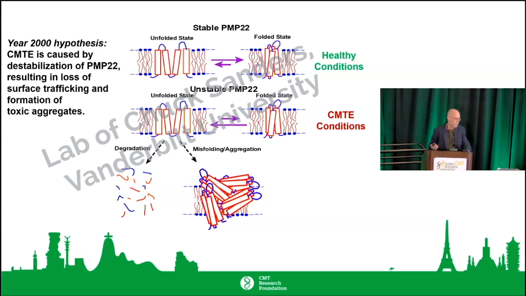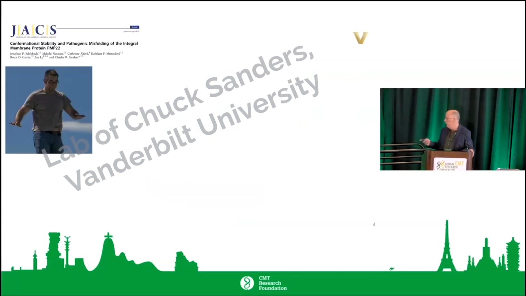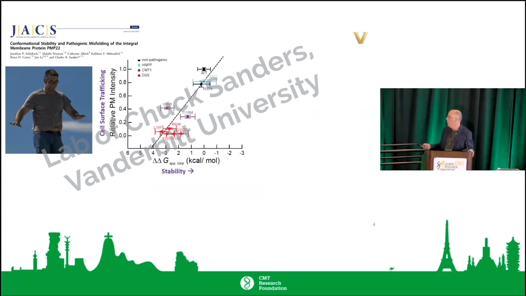So it took us 15 years to test this hypothesis. In 2015, we published a paper, and this is my postdoc, John Schleyback, now on the faculty at Purdue University, who did this work. He measured the stability of a series of disease mutants of PMP22. The red mutants are severe disease forms. These are intermediate disease forms. Light blue is a very mild disease form. And of course, these are our controls. And here's the stability. You can see the severe disease forms are the most destabilized. The very mild disease form basically has wild type-like stability.